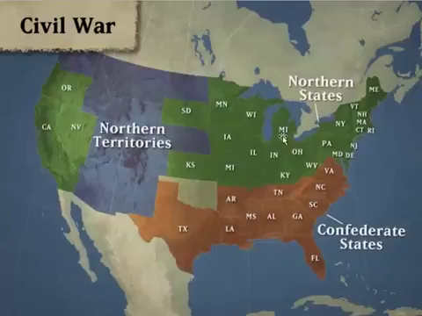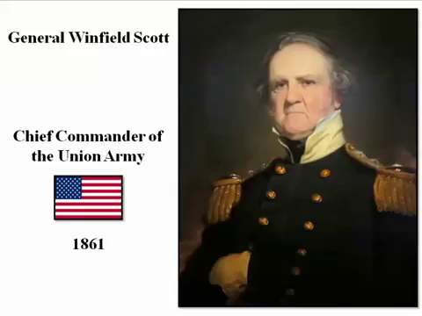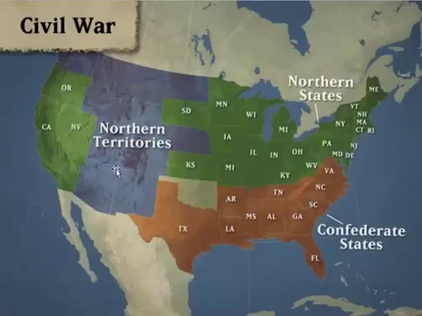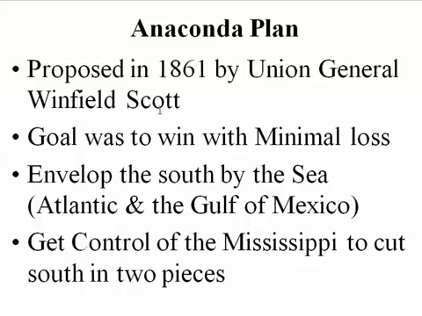The general of the Union in the North in the beginning was a man by the name of General Winfield Scott. He was chief commander of the Union Army in 1861. But by November he had become aged and he couldn't get around great. He had been fighting since the War of 1812, so he was getting kind of old. But he came up with a plan to win the Civil War rather quickly.